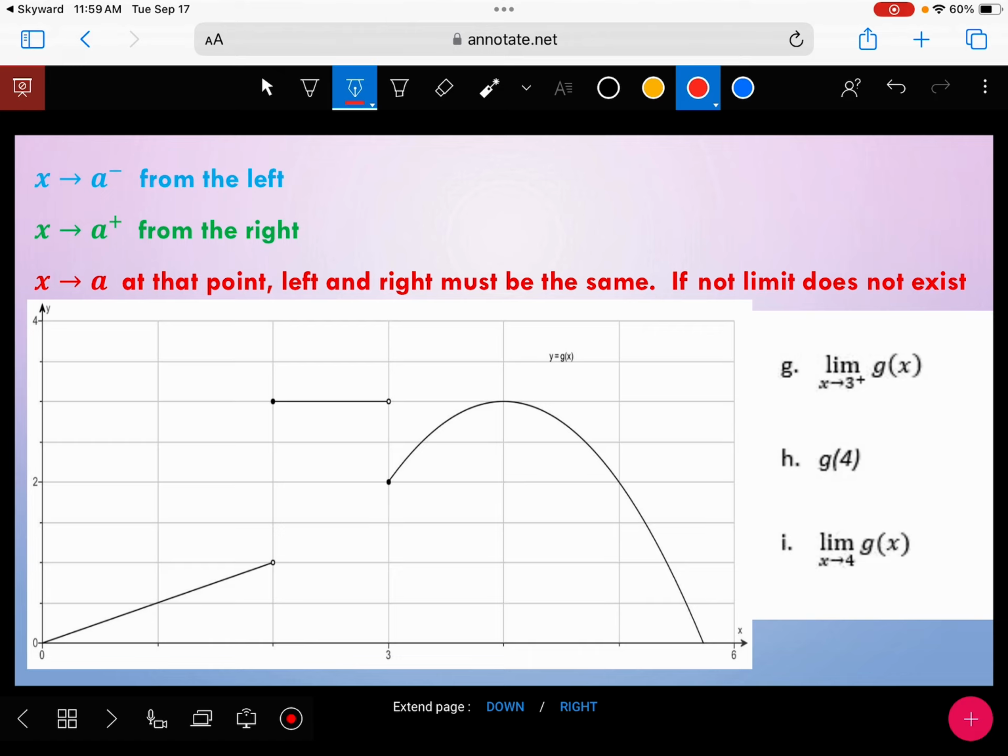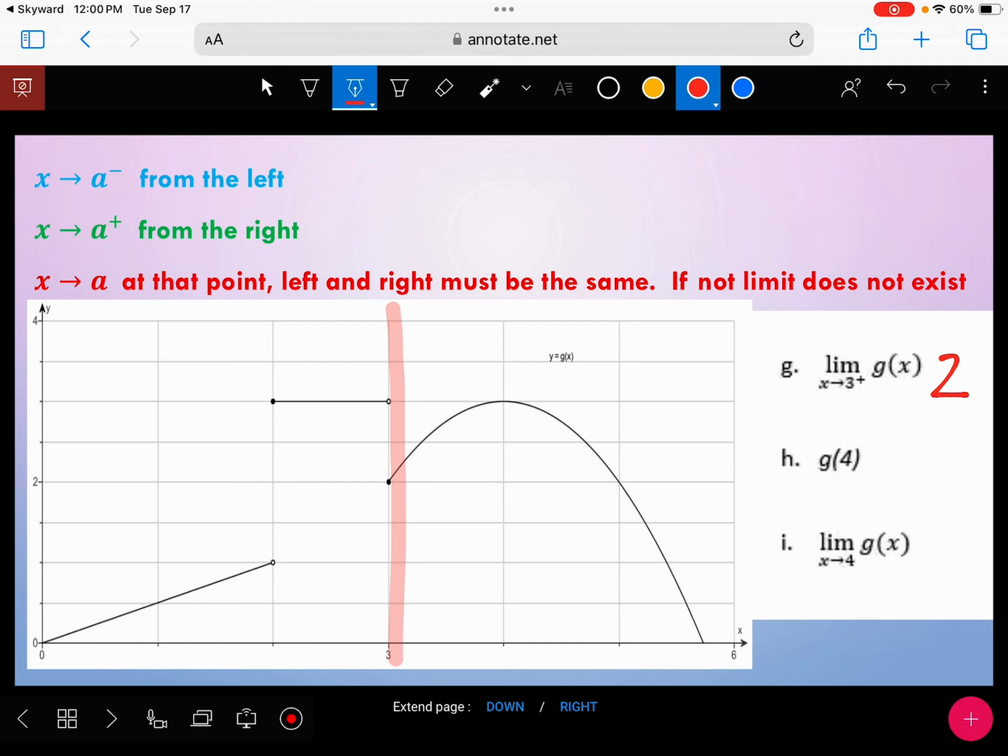The limit from the right, though, is 2. And it didn't ask me for the limit at 3. But if it did, what would I say? D and E, because there's a jump at 3.